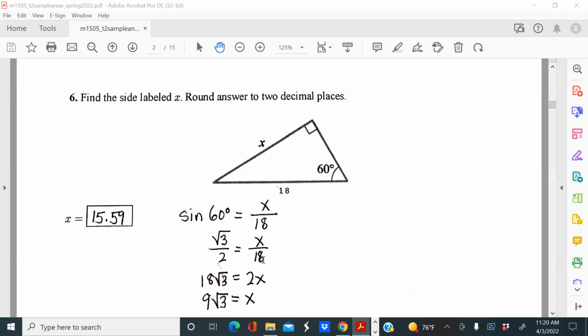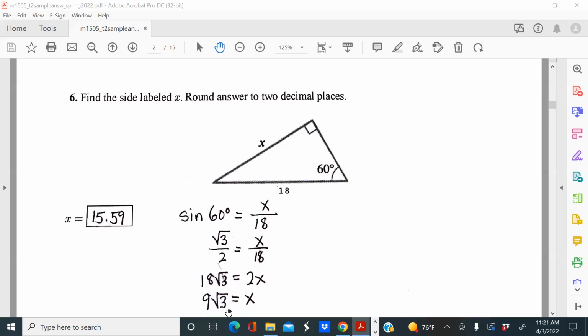Square root of 3 times 18, cross multiplied, is equal to 2 times x. And now just solve for x by dividing both sides by 2, right? So when you divide 18 times the square root of 3 by 2, of course, you get 9 times the square root of 3. So there's the exact value for x. It's 9 times the square root of 3.